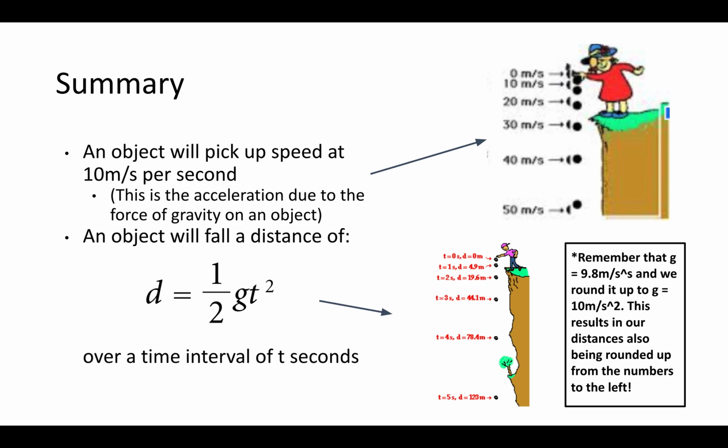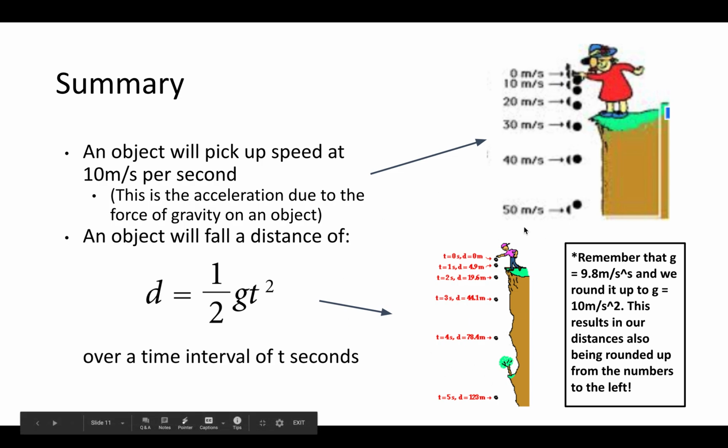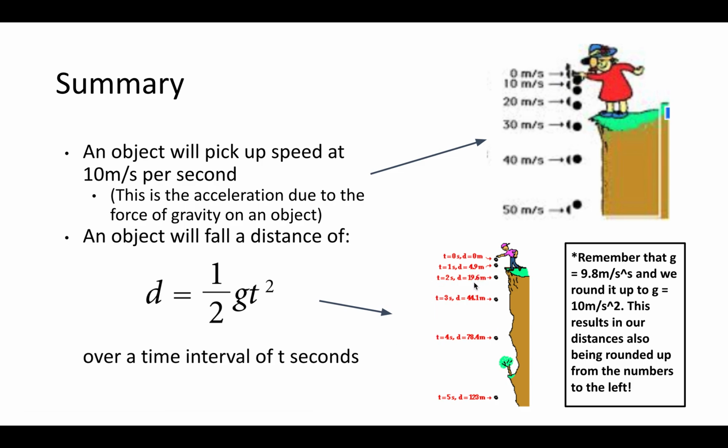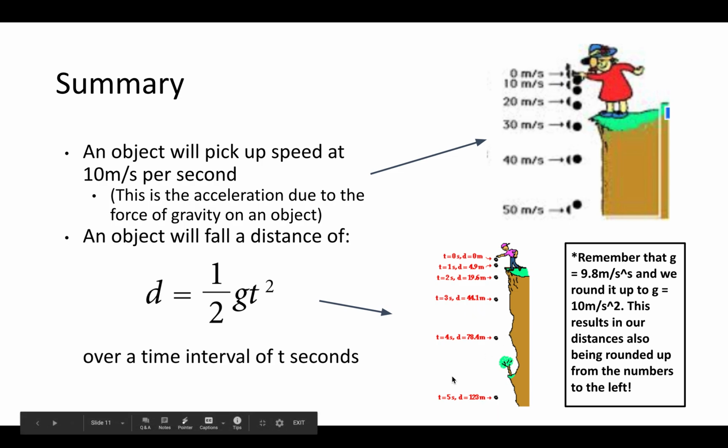Okay, so these two images on the side, just be aware that these numbers, 4.9, 19.6, those are unrounded numbers. Remember that acceleration due to gravity is actually 9.8 meters per second squared. We round it up when we do our calculations to 10 meters per second squared. And so these numbers represent that rounding.